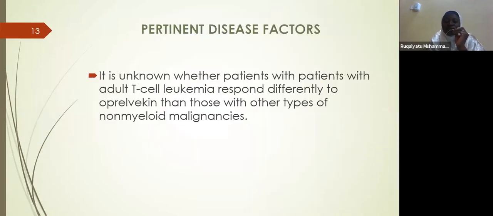So what are the disease factors? For the disease factors, we want to evaluate whether there's any interaction between the disease factor of this particular patient and the query that is now raised by the requester. It is not known whether patients with adult T-cell leukemia respond differently to oprelvecin than those with other non-myeloid malignancies, because T-cell leukemia is a type of malignancy, which is also transmitted by blood. So it's a type of malignancy. However, it is not known whether there is any interaction between patients with this particular disease and oprelvecin.